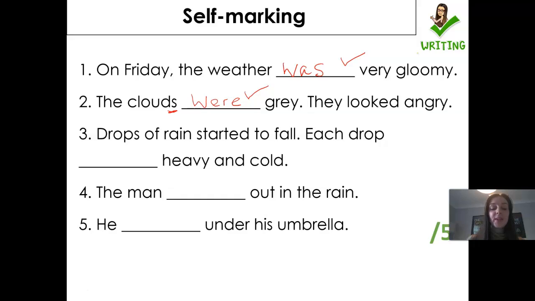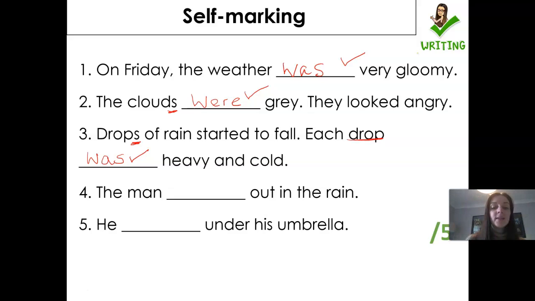Well done. Drops of rain started to fall. Now, this one's a bit trickier. It starts out with drops of rain, so it looks like it could be more than one. However, in the second sentence, it focuses on each drop individually as a one, so each drop. So it has to be was. Each drop was heavy and cold. So that was a potentially more tricky one, so check your answer and then fix it if you need to.